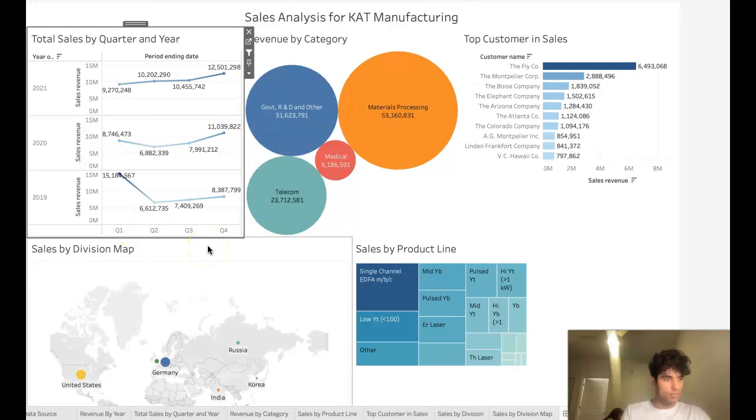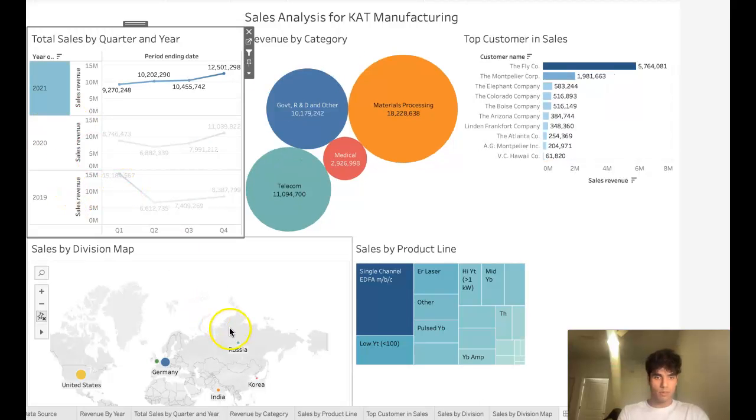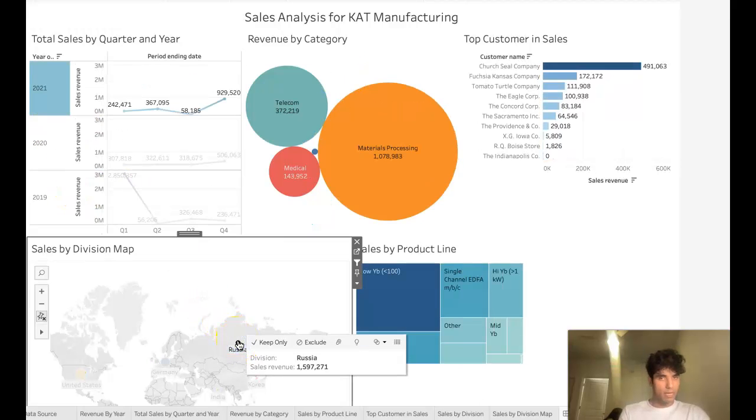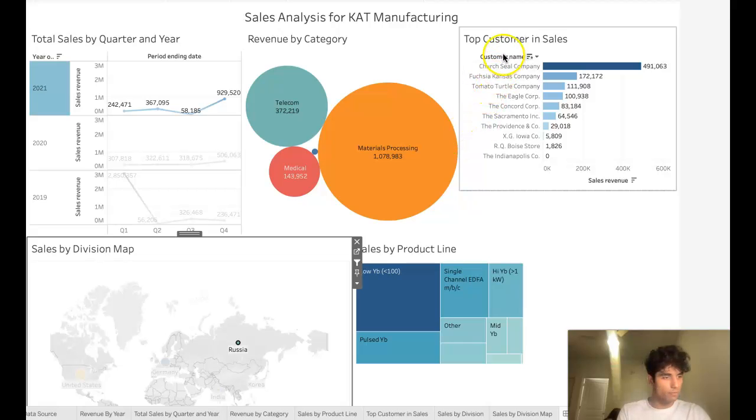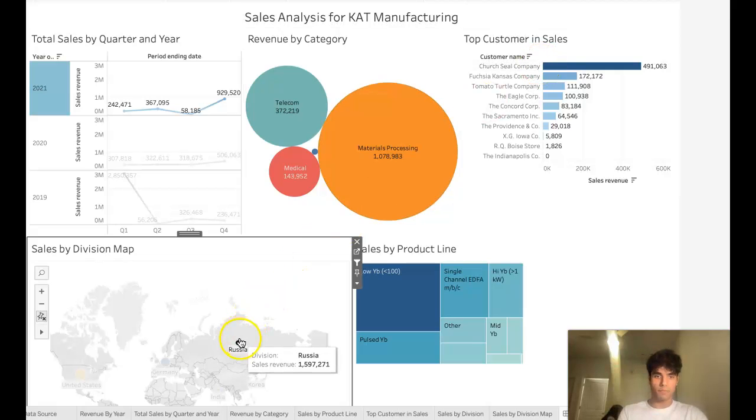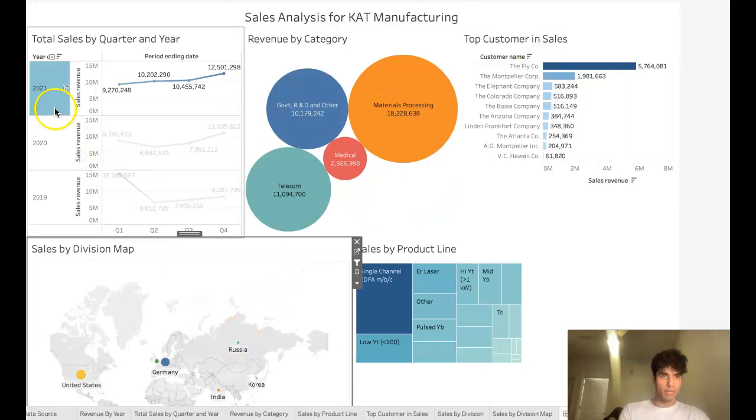Now the next question is, who is the top customer for Russia division in 2021? So we're going to click on 2021, we're going to click on Russia, and the top customer for Russia division in 2021 is the Church Seal Company. Now we're going to click out of this.